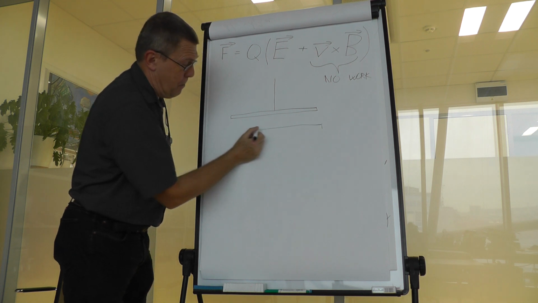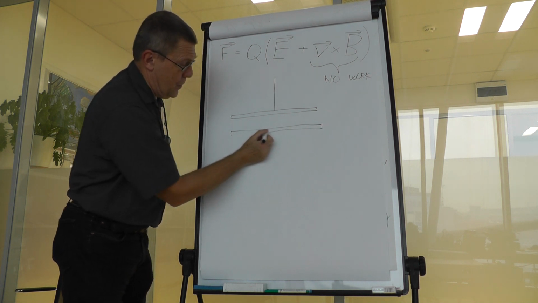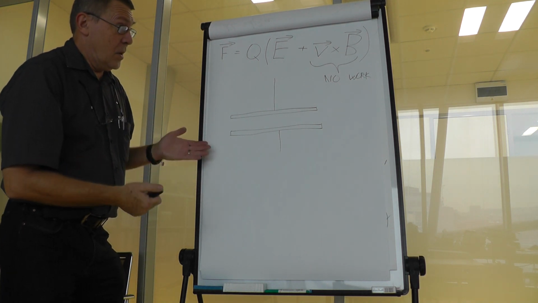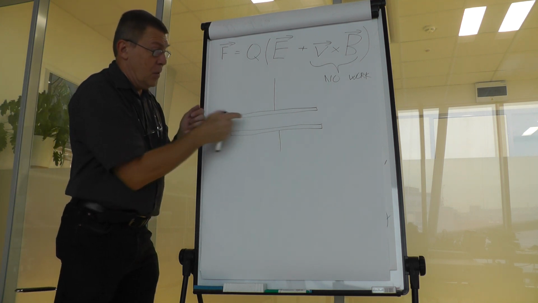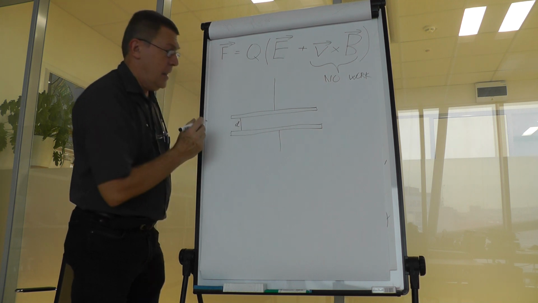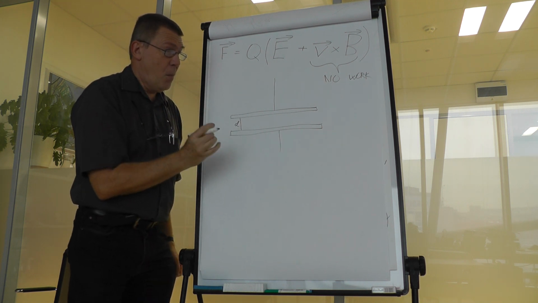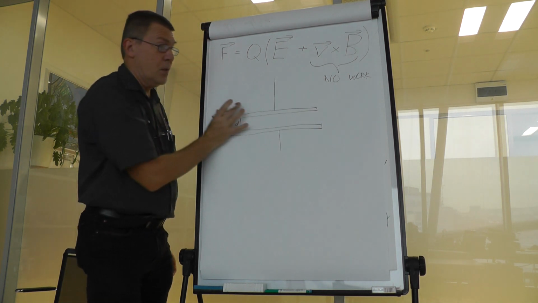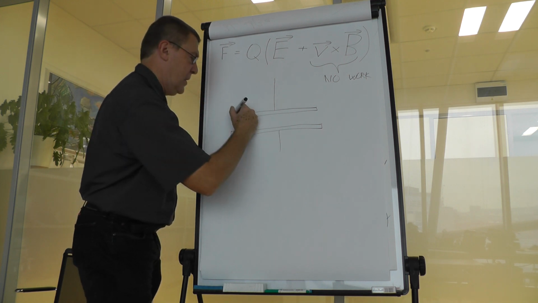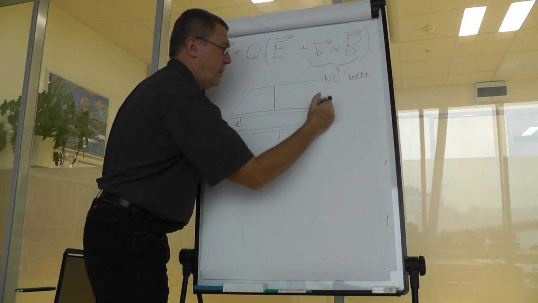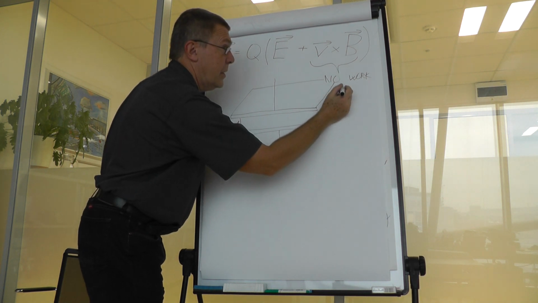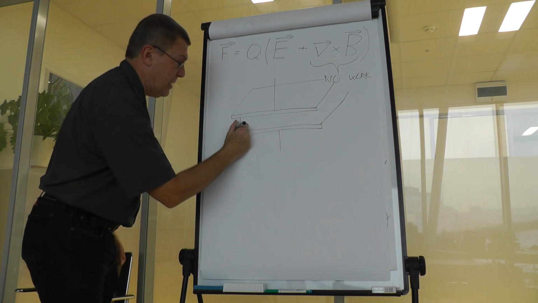We have a big capacitor with two electrodes of constant cross-section. The distance between those two electrodes is small d, and it's much smaller than any of the other dimensions of those two parallel plates. So it could be, for example, made of two plates of the same cross-section.